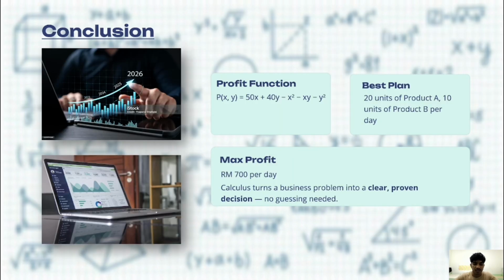And now the conclusion. To conclude, our project shows how Calculus 2 can be used in business decision making. Our profit function was 50x plus 40y minus x squared minus xy minus y squared. Using partial derivatives, we found the best plan: 20 units of product A and 10 units of product B per day. At this point, the maximum profit is 700 ringgits per day. So the main idea is that calculus helps us turn a business problem into a clear and proven decision. Instead of guessing how much to produce, we can use mathematics to find the best answer.